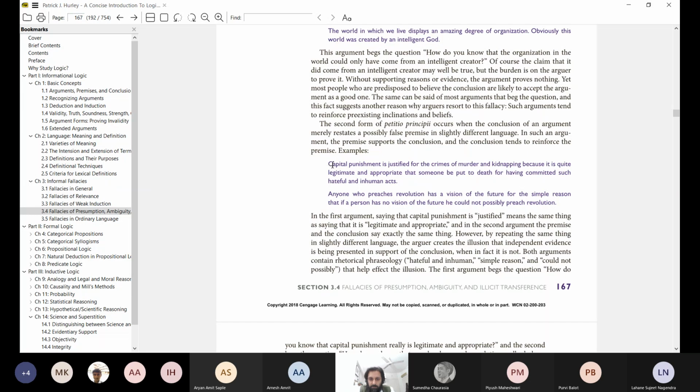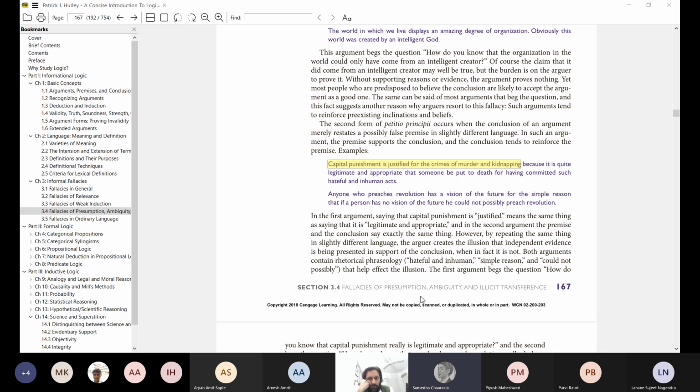If you just take this, the conclusion of the argument is capital punishment is justified for the crimes of murder and kidnapping. But you can imagine, I think what you're pointing out is, look, maybe that's just a false conclusion because there might be cases of murder and kidnapping that are justified, because you give the example of self-defense.